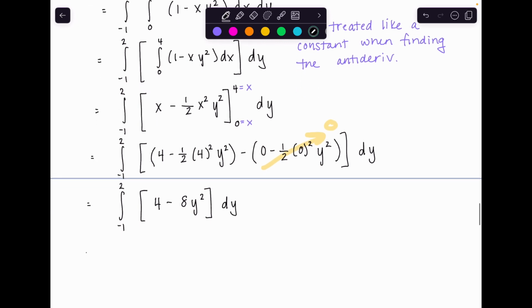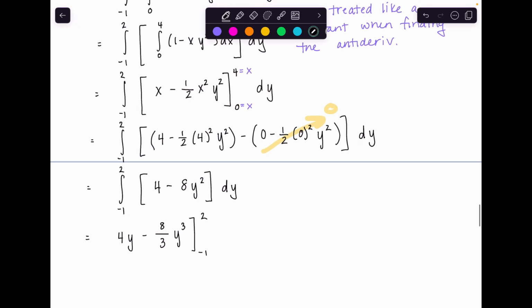So finding that antiderivative now is much nicer. Antiderivative of 4 is 4y. Antiderivative of y squared is y to the third, and then divided by 3. So we really get 8/3, and then evaluated from -1 to 2. And this, I trust you can plug this in. This ends up equaling -12. So one of our approximations did actually give us the true volume of that solid, right?